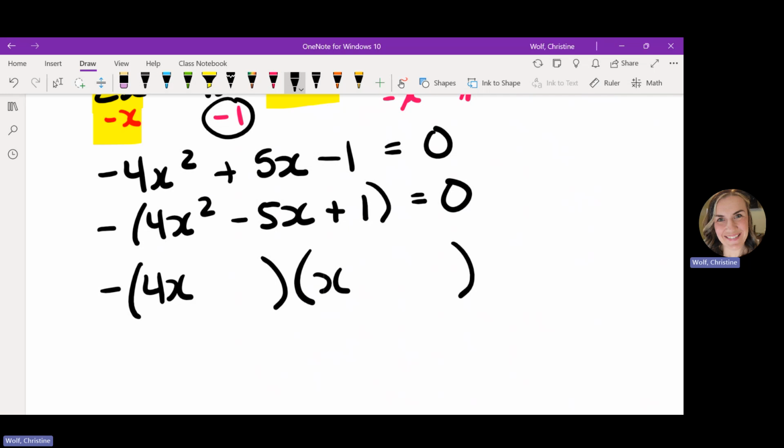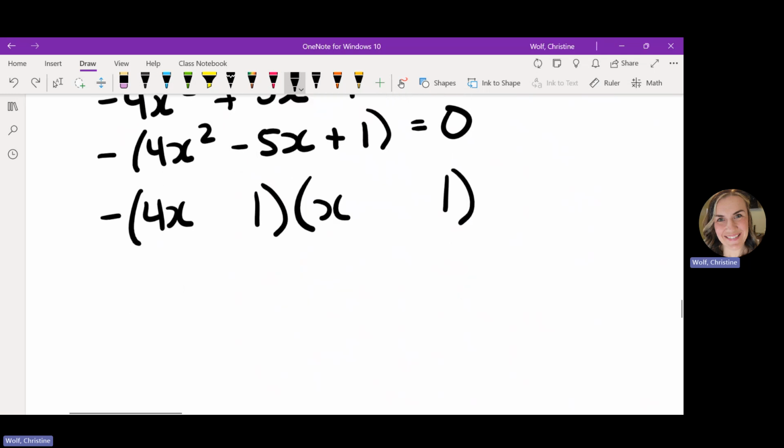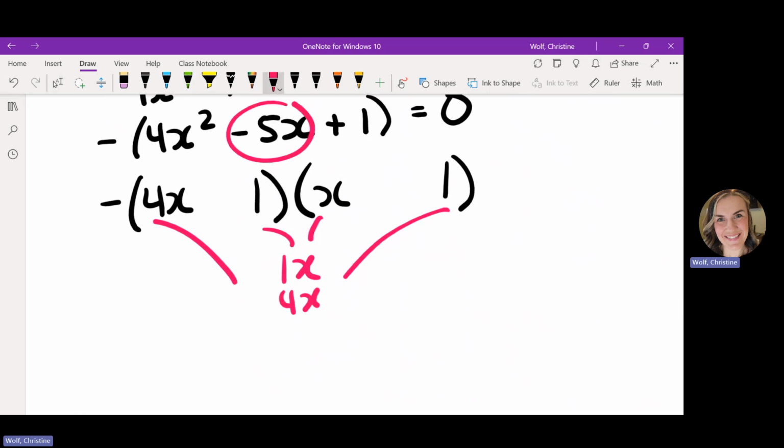So 4x times x gives me 4x squared. What's the only way to multiply for 1? Well, 1 times 1, my last term, right? So there's no guessing there. Now we check. 1 times x is 1x. 4x times 1 is 4x. Can those two terms possibly give me my middle guy, negative 5x? Precisely. Yes, they can if I force them both to be negative.